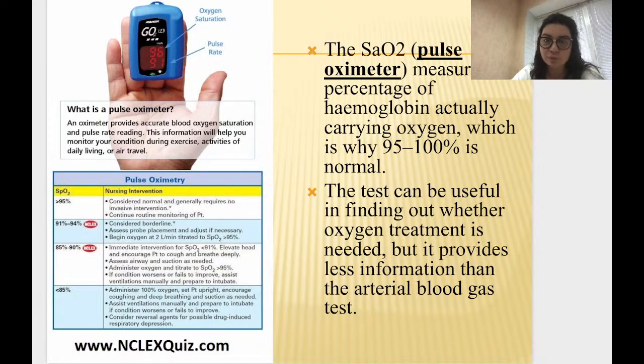And the interpretation of pulse oximetry you see in a small table in the left part of this slide. You see that more than 95 is normal saturation. From 91 to 94, you see that there has to be some management. From 85 to 90 it is moderate hypoxia, and you see the management, and less than 85 it is very severe hypoxia.